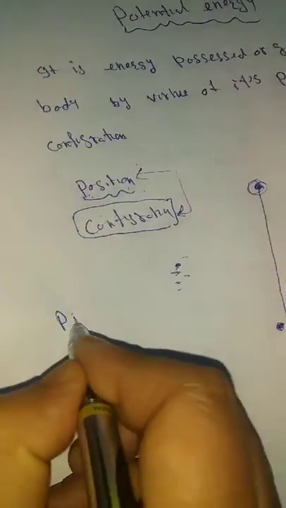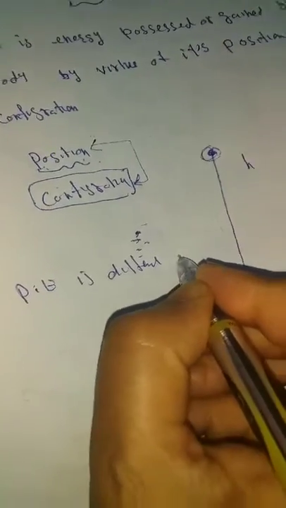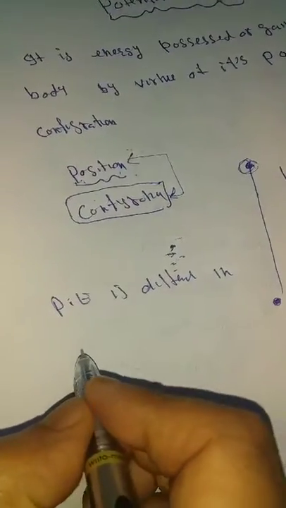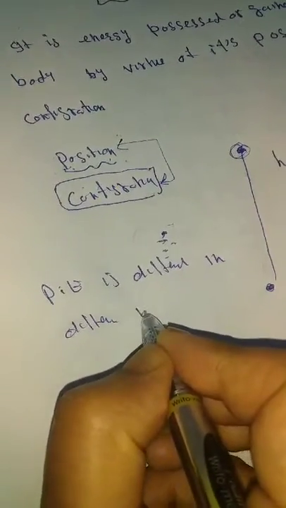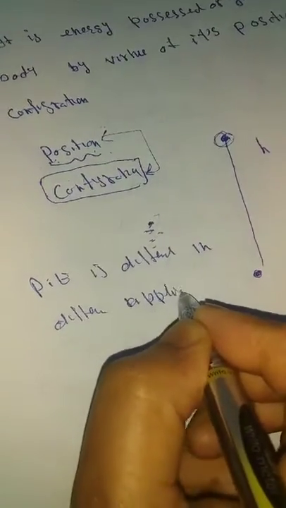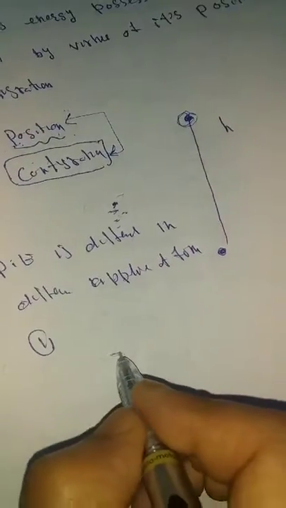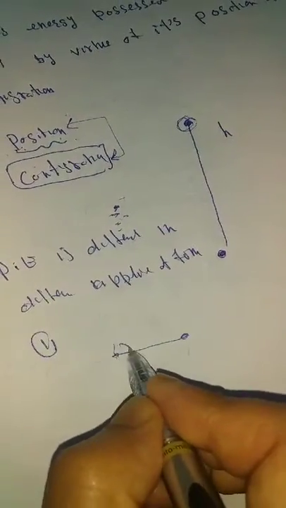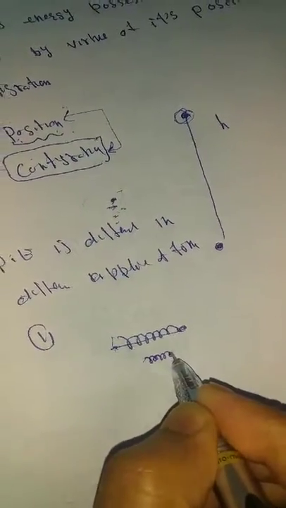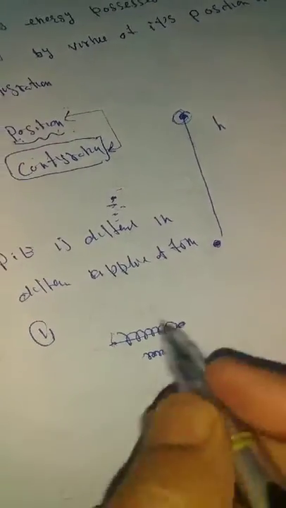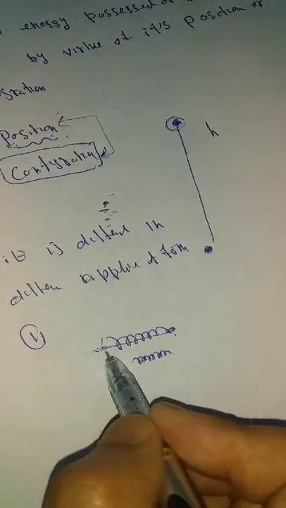But potential energy is different in different cases of applied force. Suppose this is a spring. When we compress the spring, work is done. I am doing the work. I am spending my energy on the spring. How am I spending my energy? I am compressing it.